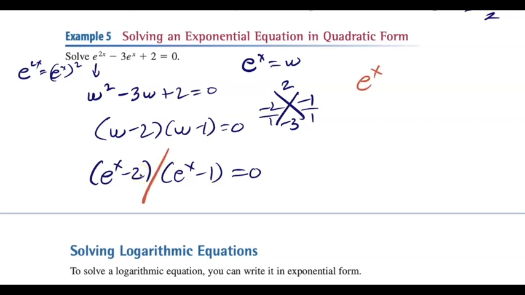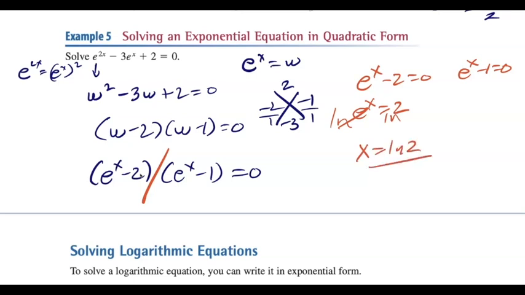e to the x minus 2 equals 0. And e to the x minus 1 equals 0. e to the x equals 2. Take the natural log of both sides. x equals natural log of 2. e to the x equals 1 on this side. Take the natural log of both sides. x equals natural log of 1.